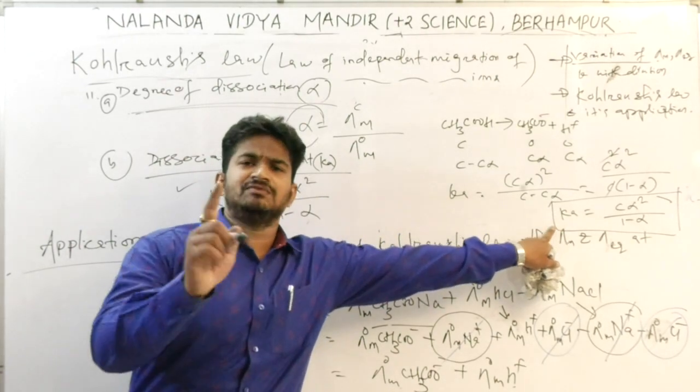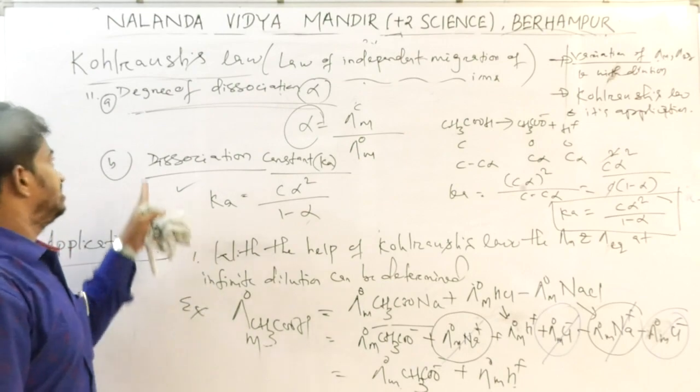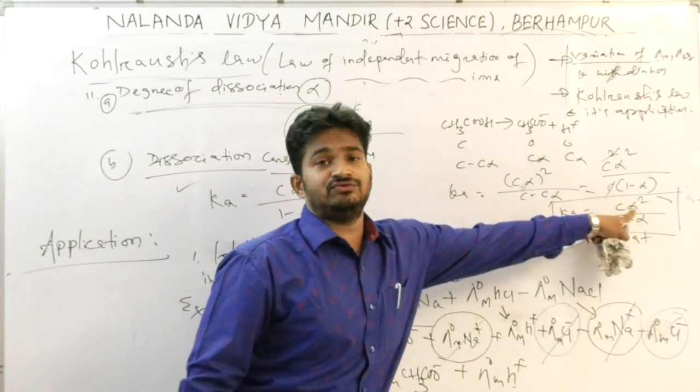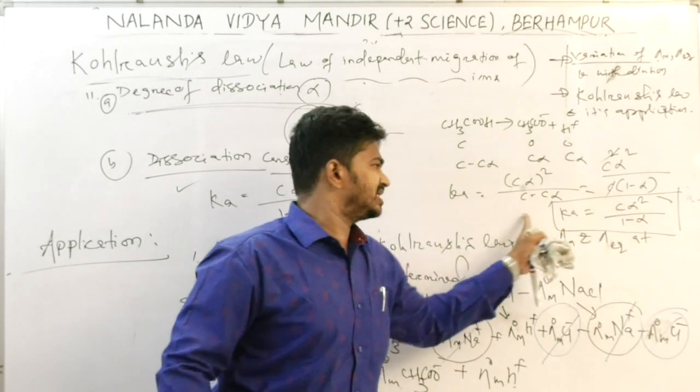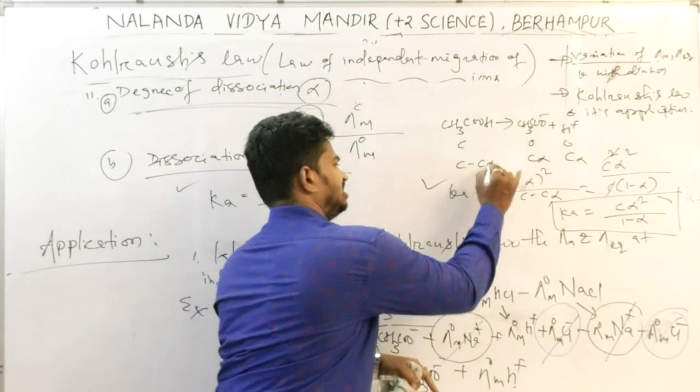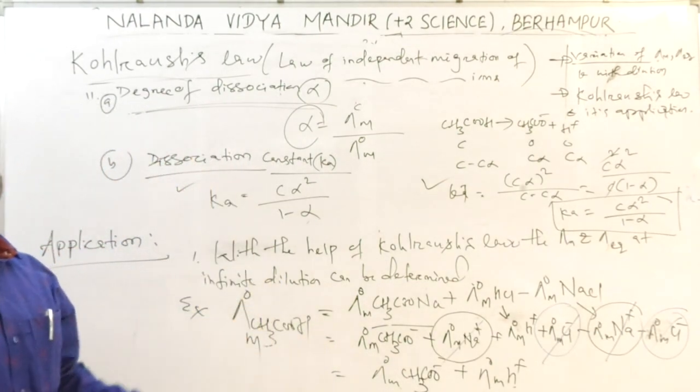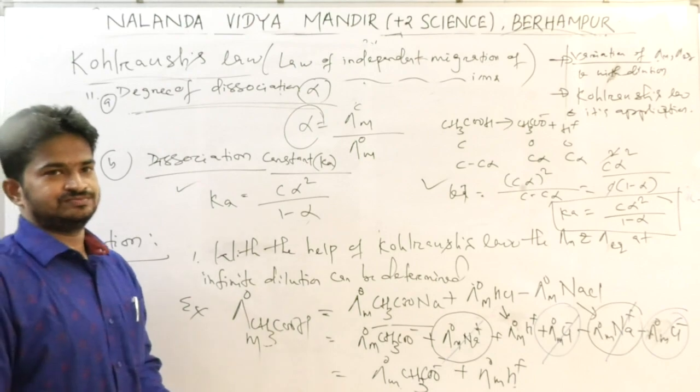So this value can be calculated with the help of Kohlrausch law, because knowing the degree of dissociation alpha, we can easily calculate the dissociation constant. So these are the two main important applications of Kohlrausch law.